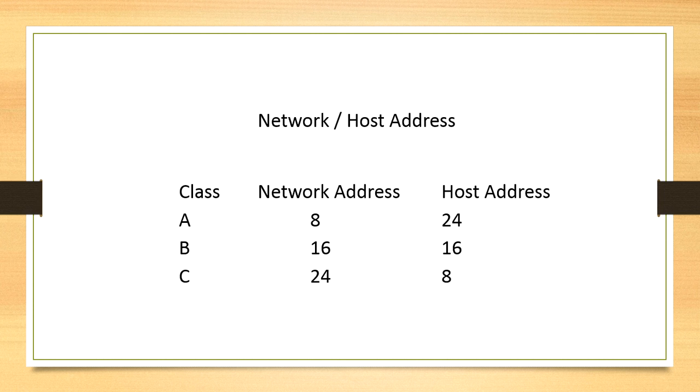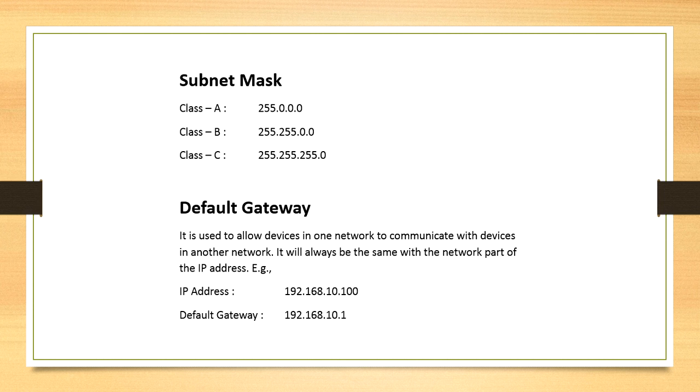But how will you let the machine understand? This is where the subnet mask concept evolved. If it is a class A IP address, then the subnet mask will be 255.0.0.0, which is written in binary form. So the machine will do a bitwise AND operation and it will get to know how many bits are network and how many bits are host. For class B, the subnet mask will be 255.255.0.0, and this will be for class C.